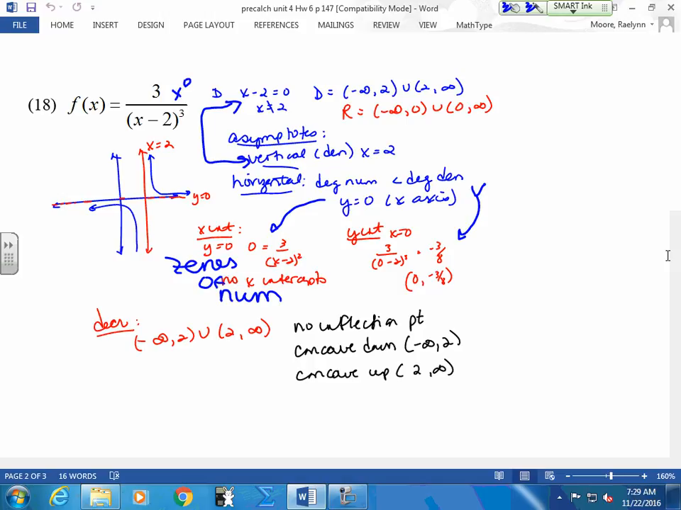My y-intercept, I plug 0 in for this, and I'll find my y-intercept. Again, decreasing, decreasing. No max, no min. Just concave.